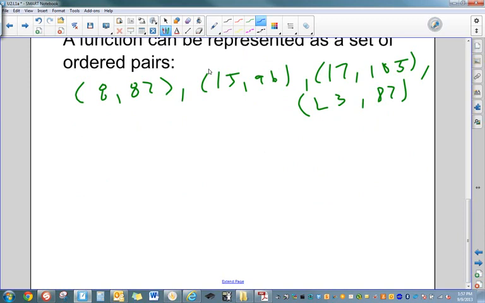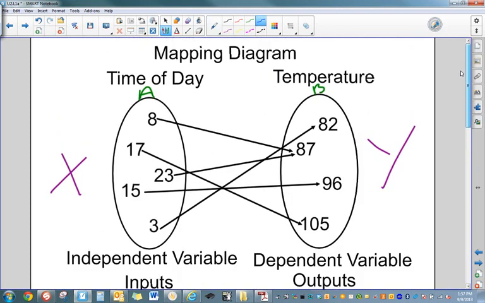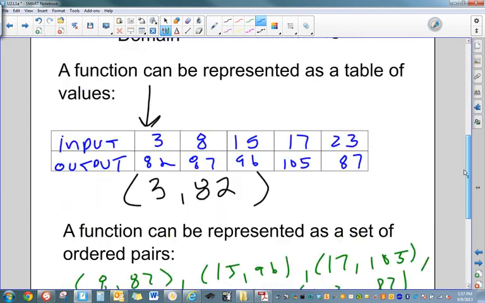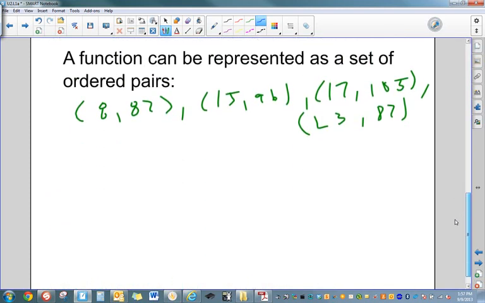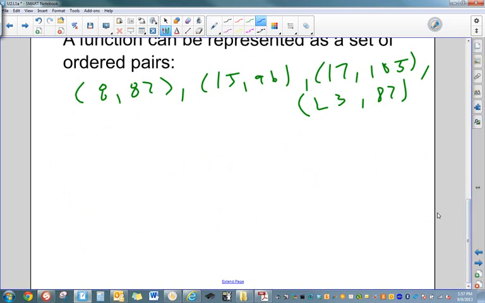Alright, so far we've had a mapping diagram, that was the first one. Then we did a table of values. Then we did a set of ordered pairs. The last thing we're going to talk about today is we can represent them by their domain and by their range. To do that, this is the notation that we're going to use.